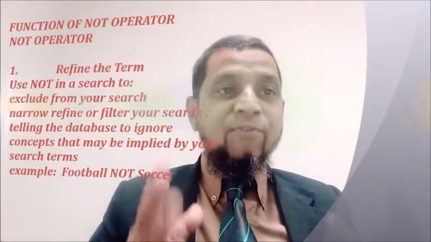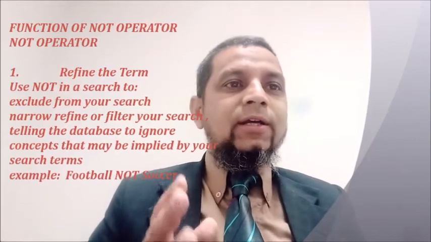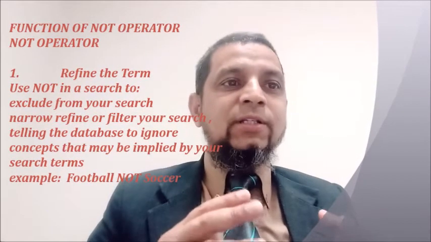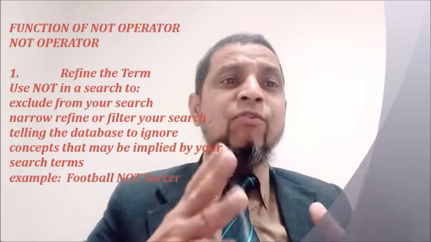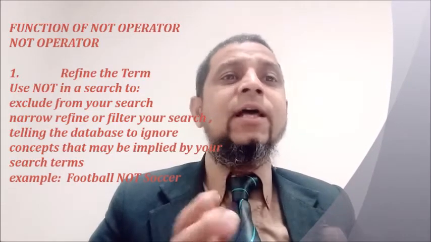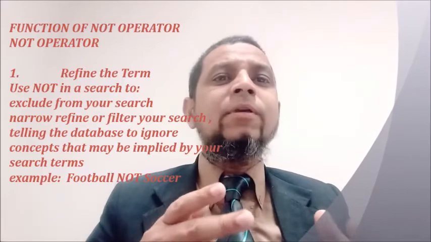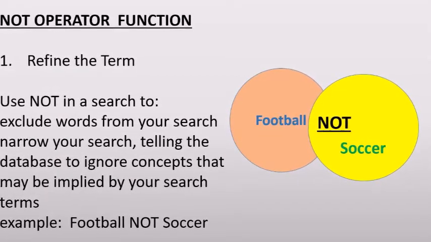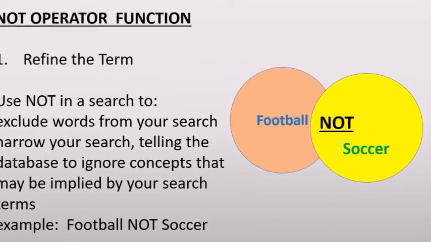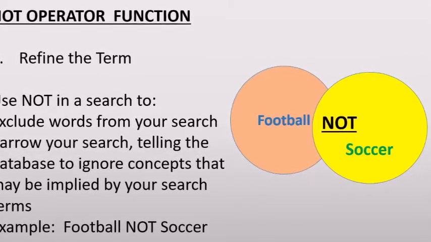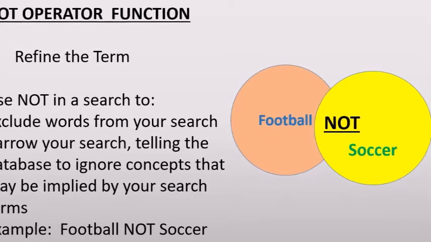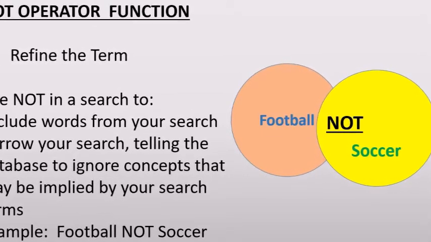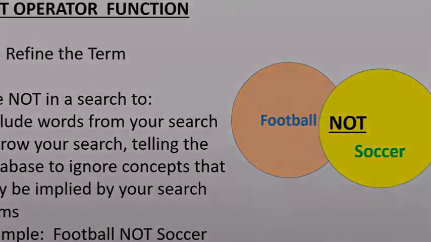Number 3, NOT operator refines the terms. NOT excludes from your search. Narrow, refine or filter your search, telling the database to ignore the concept that may be implied by your search term. Example, football. NOT operator refines or filters the search term, using NOT to exclude the word from your search. It narrows your search, telling the database to ignore concepts that may be implied by your search terms. For example, football NOT soccer.